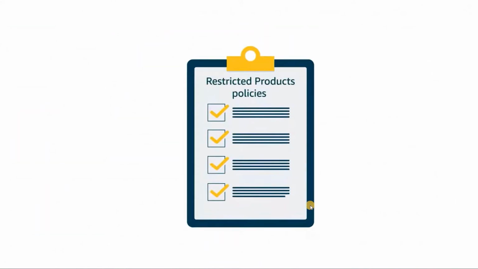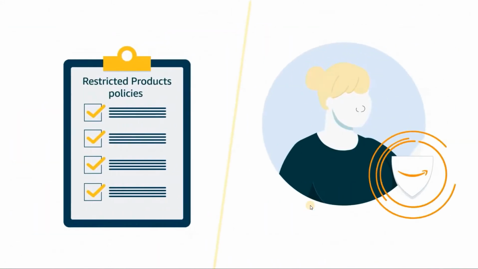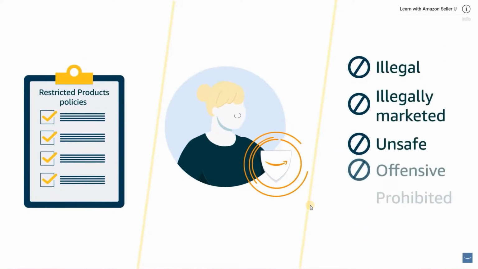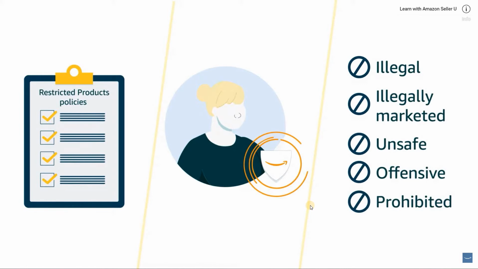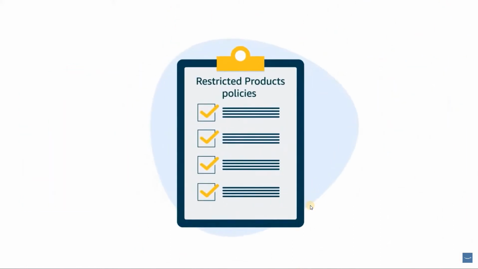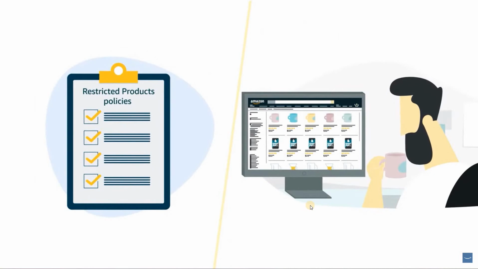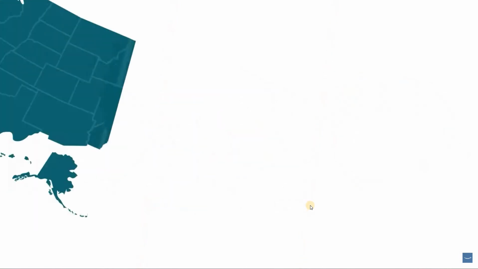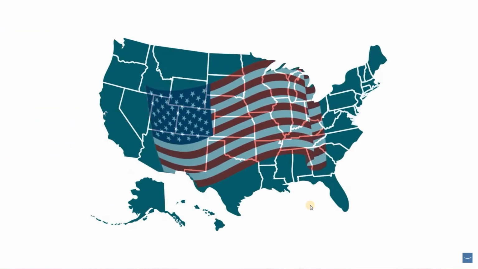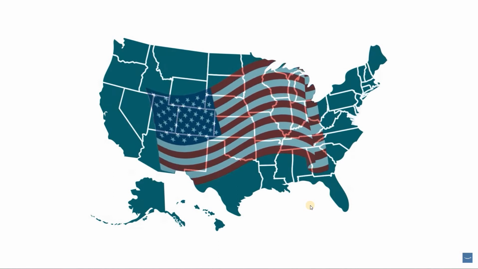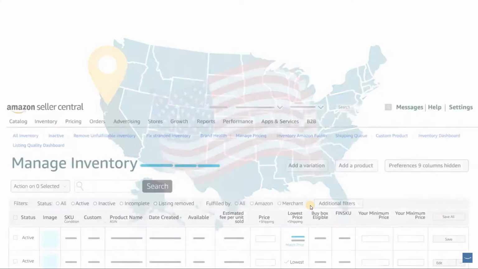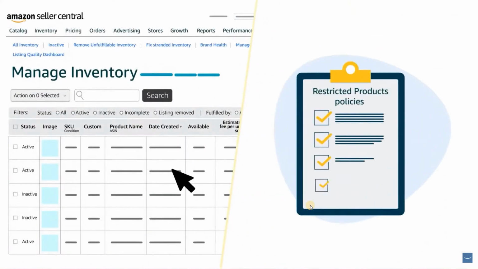Restricted products policies are put in place to protect Amazon's customers from products that are illegal, illegally marketed, unsafe, and offensive or prohibited by Amazon's policies. These policies also give customers confidence that all products available for purchase on Amazon are compliant with local laws and regulations. Further, within the U.S. itself, there could be state-specific guidelines. For example, some products are subject to additional regulation in the state of California. Make sure to check that your listings comply with all policies for each country where you sell.